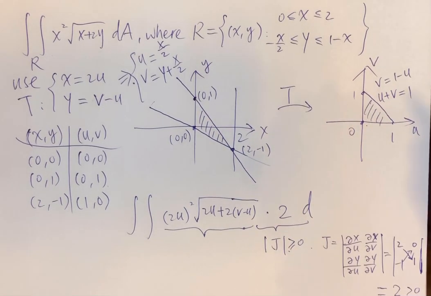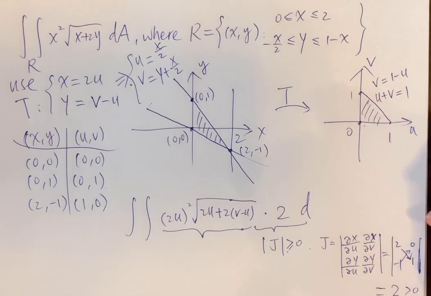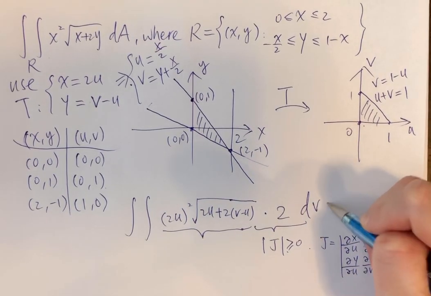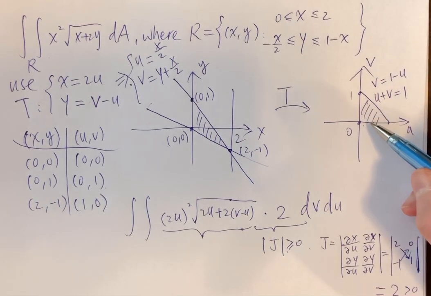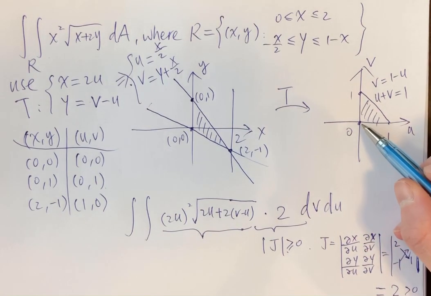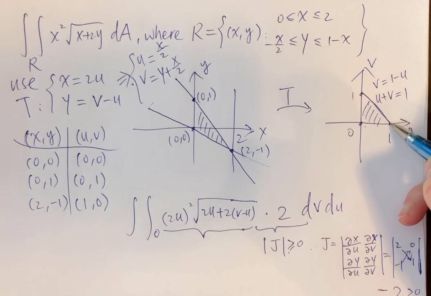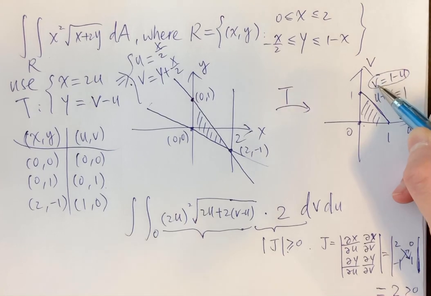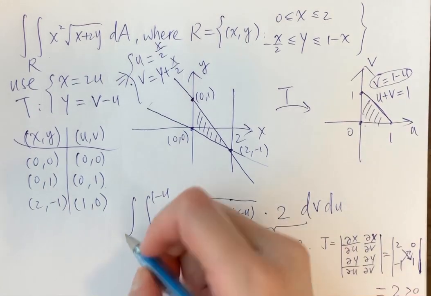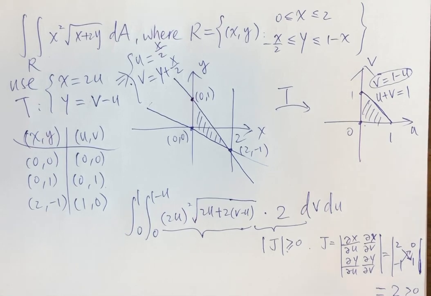And then it's over the new region that's described by u and v. So let's try the order dv du. The limits of integration will be: v bottom is certainly 0, and v top will be described by this line. We solve for v, so v top will be 1 minus u, and u will be between 0 and 1. So that's how you would do the change of variables for this double integral.